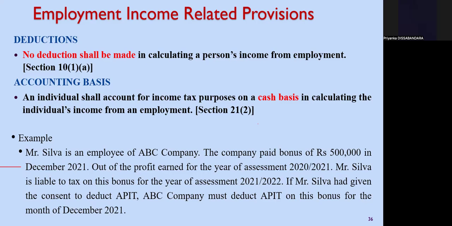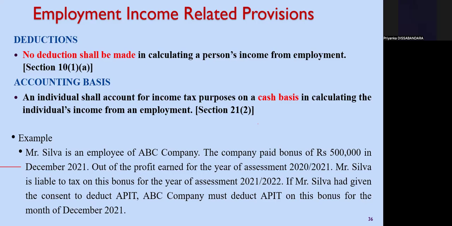That provision is provided under section 10(1)(a). After considering the other two sources, that is business income and investment income, we can move to the deduction rules. Under that deduction rule, I will explain this again.